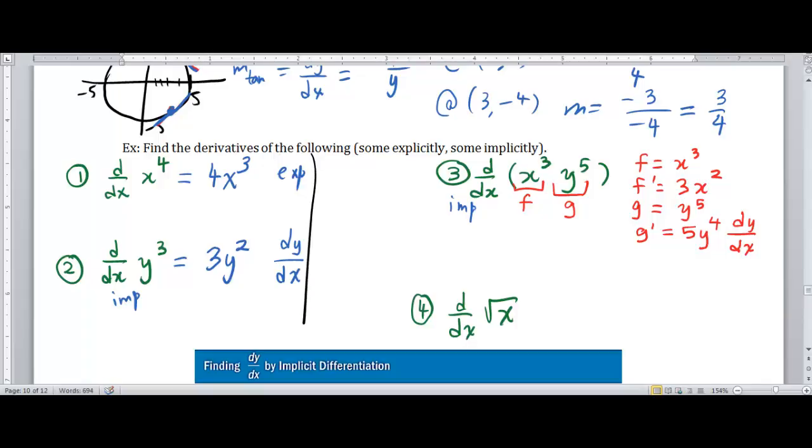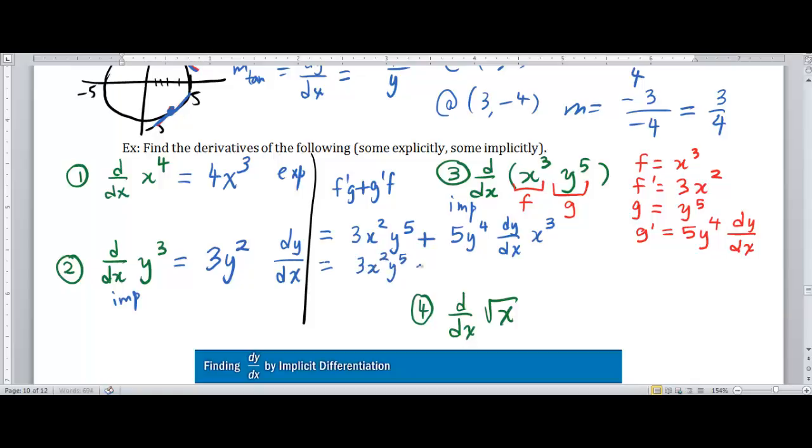So now I need to indicate which one. I need to write the product rule. Remember it's f prime g plus g prime f. Okay, so f prime is 3x squared times g, which is y to the 5th, plus g prime, which is 5y to the 4th, dy dx, times f, which is x cubed. Okay, so I have f prime g plus g prime f, and then we can rewrite it like this.